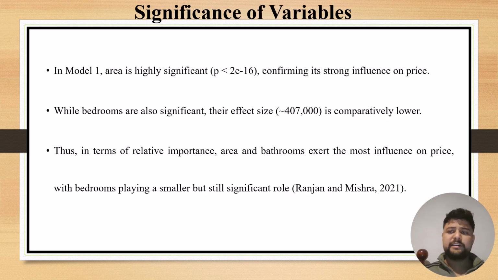In Model 2, all predictors, area, bedrooms, and bathrooms, are statistically significant at the 0.05 level. Specifically, area remains the most influential variable, but bathrooms and bedrooms also contribute meaningfully to price prediction. Among the added variables in Model 2, bathrooms has a notably high coefficient, indicating that additional bathrooms greatly increase property value.